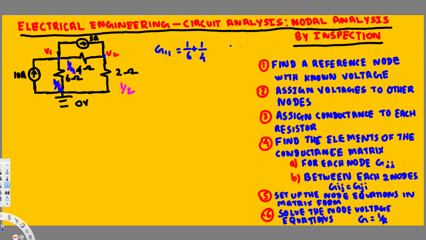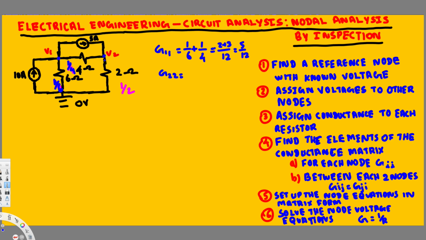That is the conductance for this node. Here we can take 12 as our common denominator, so this is 2 plus 3, which gives 5 over 12. This is one of the conductances for our matrix. Now let's look at another one. Here we have V2, so this is going to be G22.